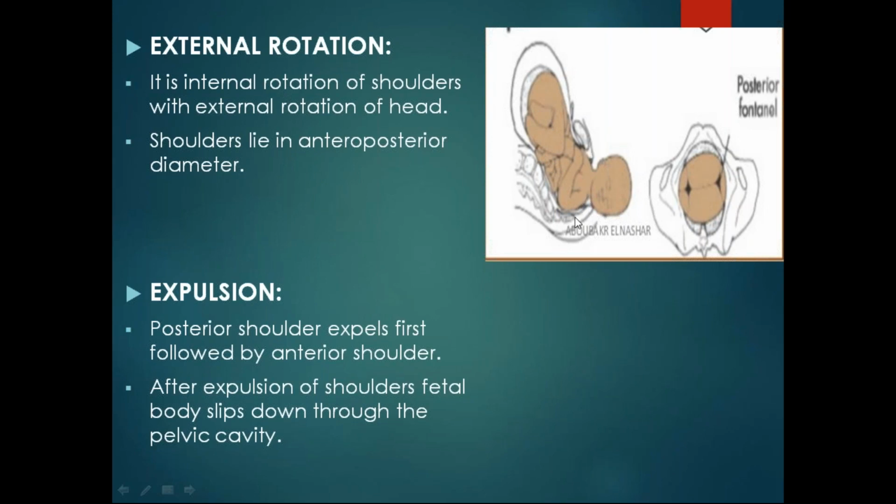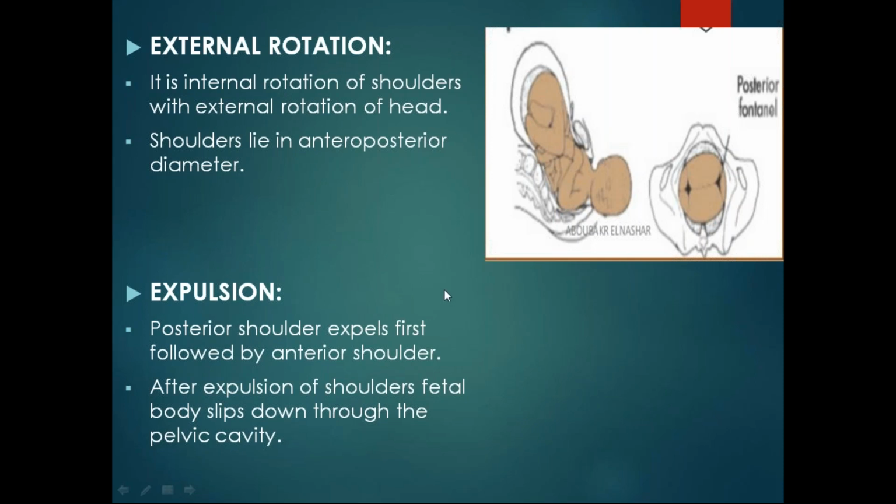Once this has occurred, the posterior shoulder will be delivered first because the baby undergoes lateral flexion. Once it flexes here, what will happen? This will come down. So the posterior shoulder is born first, then lateral flexion in the opposite direction leads to delivery of the anterior shoulder. So posterior shoulder expels, followed by anterior shoulder. And once the shoulders come out, the whole thing comes out. The rest of it is the abdomen and the lower limbs, which are very small. So they just slip out of the pelvic cavity. The main thing is the delivery of the head, followed with delivery of the shoulders.